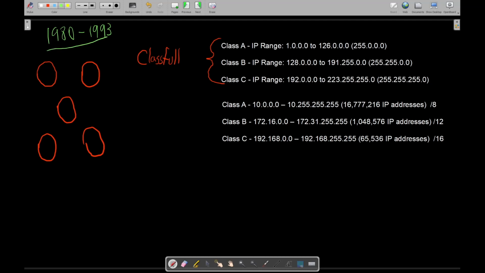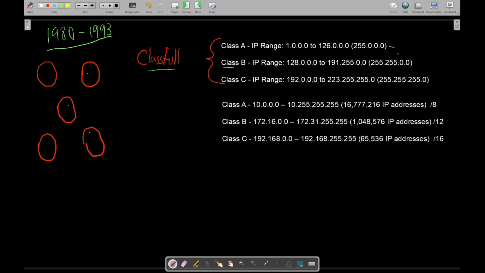So back in these days, routing was different. Each device had to have a unique IP address. Whether it was in a private network or in a public network, they all had to have a unique IP address. They made these classes so that they could give out different size blocks of IP addresses.